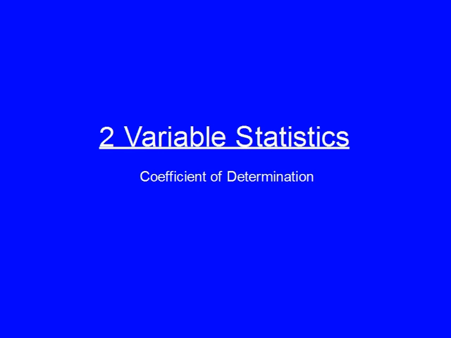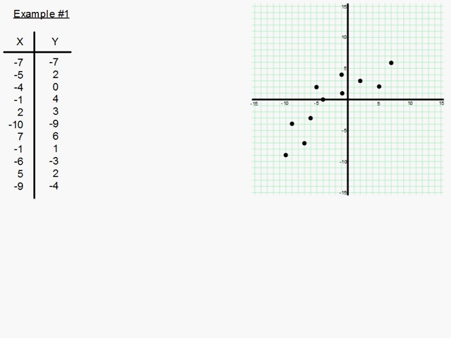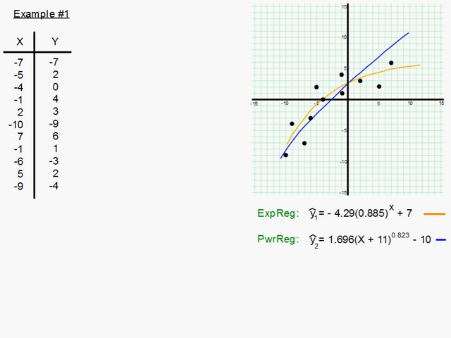Coefficient of determination is one of the measures we use to determine which regression fits best. Here's an example. This is from the last video. So we already have the exponential regression. We already have the power regression.